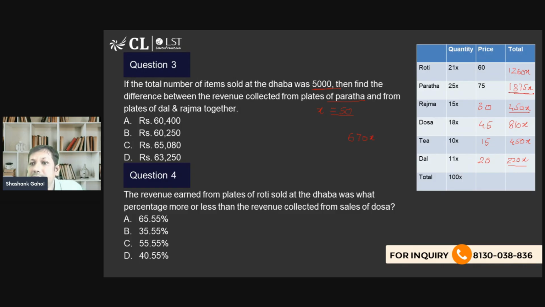What is the revenue generated by paratha? That is 1875x. Okay. And the difference in revenue is this. So it is going to be 1205x, which is 12.05 into x, and that is going to be my answer. So what is the value of x? x is 50. So into 50, it is going to be 60,250, and that's option B. And that's how we are going to solve these kinds of questions.